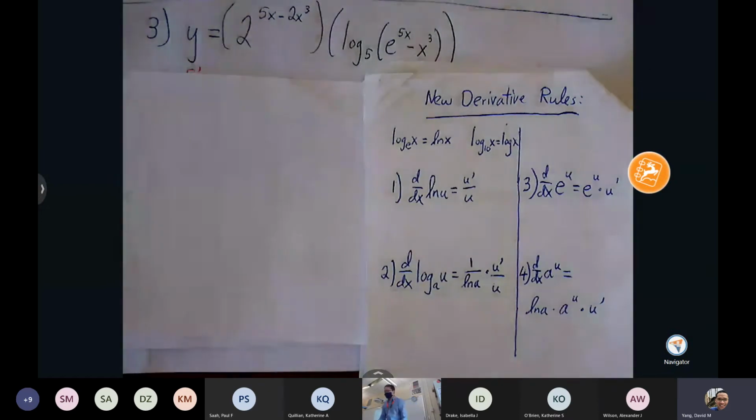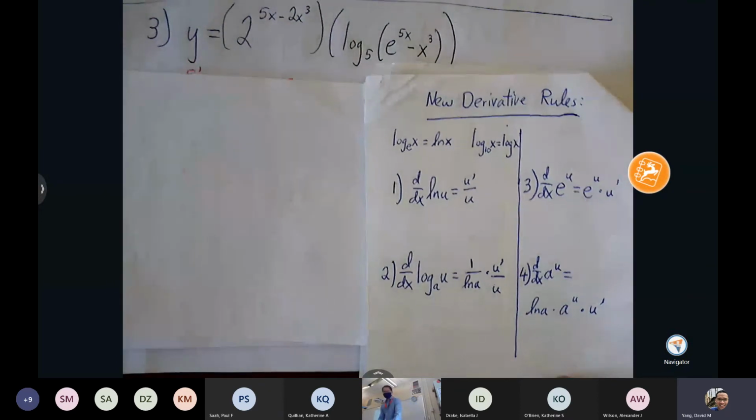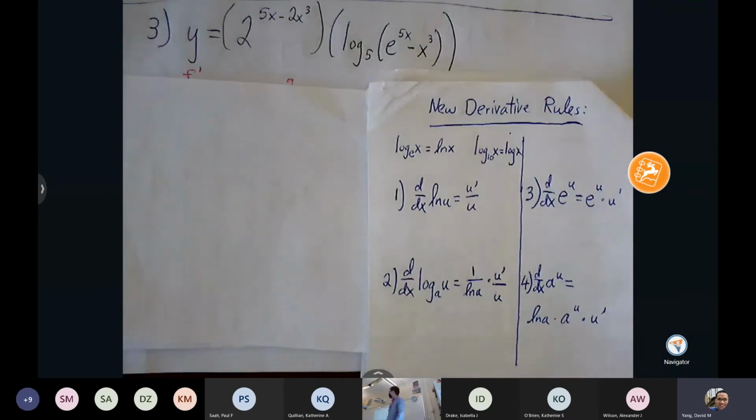Okay, so I want us to think about a few things here. Obviously, we have to use the rule for a to the u, which is natural log of a times a to the u times u prime. Log base 5, we have a specific rule for that as well. But what else is involved? What other process do we have to be aware of?